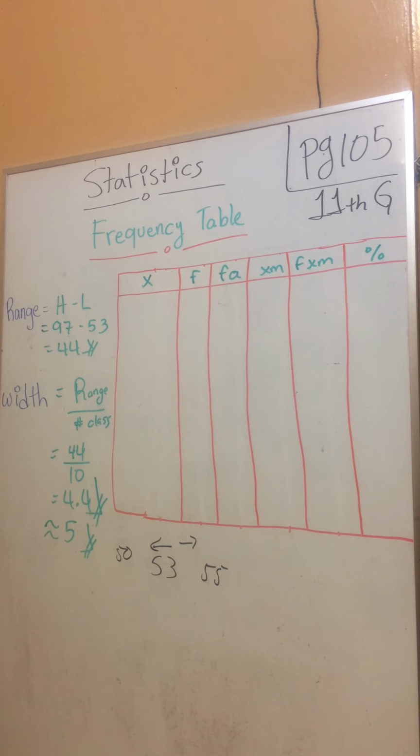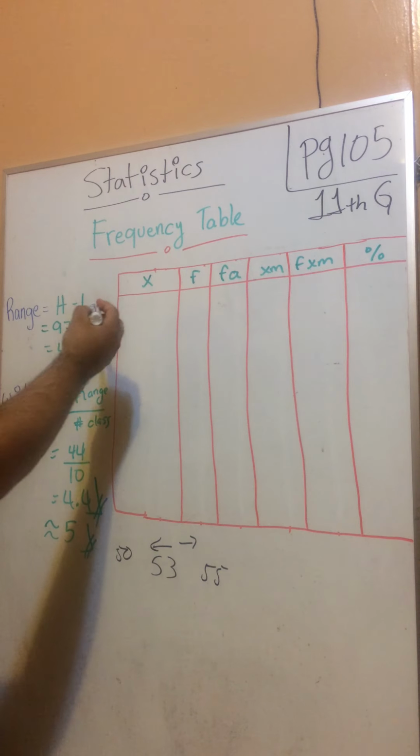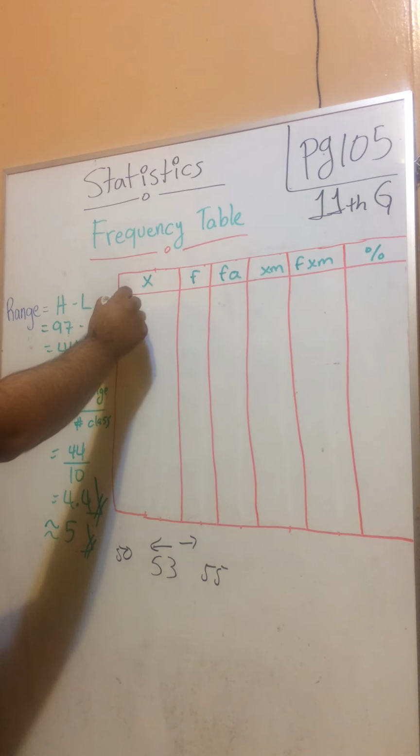Okay, so we choose a multiple of 5 because 5 is the width. And what is the previous multiple of 5 before 53? We have that it's 50. Okay, so in 50 is where we're going to start our intervals. Okay, so we have 50 to 54.